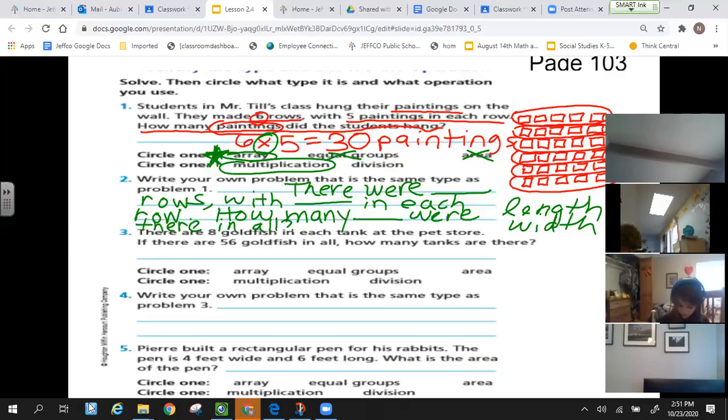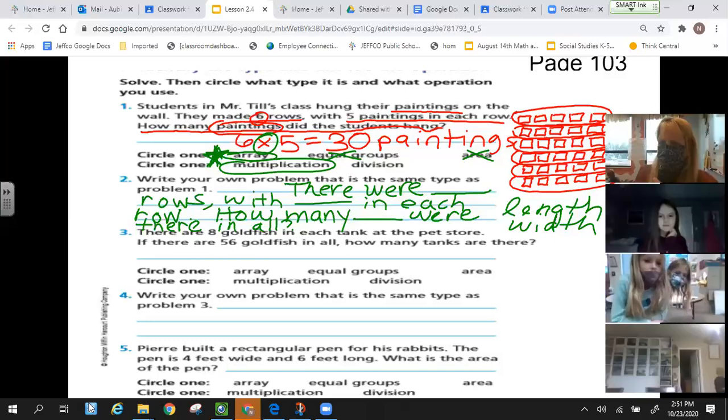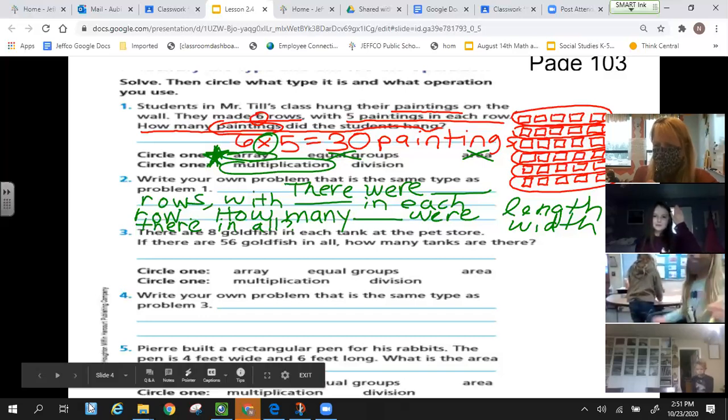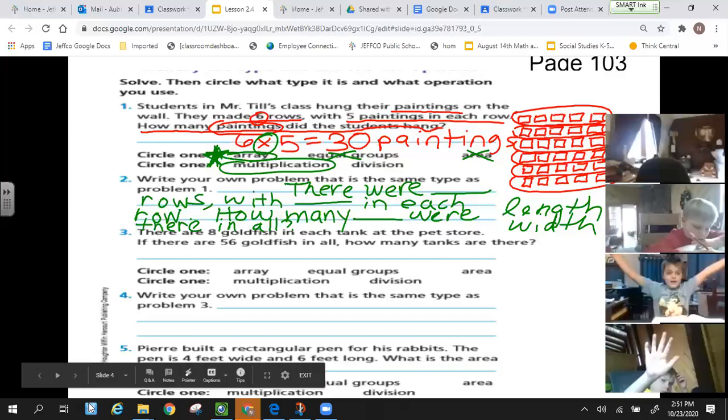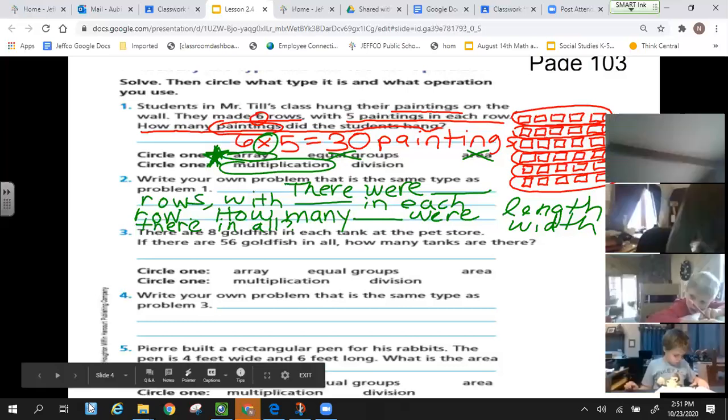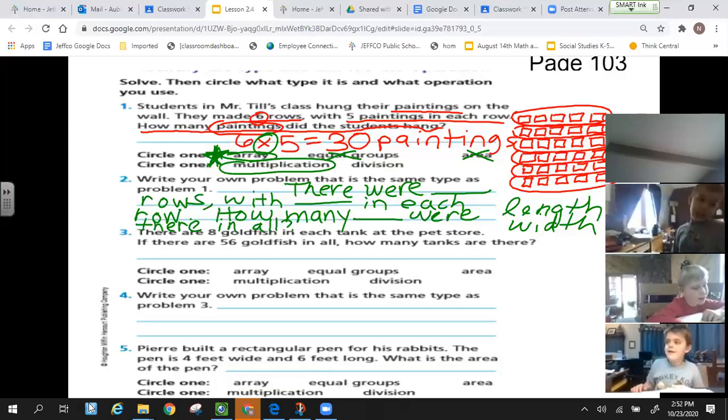I'm going to let somebody else at home who is willing to share. Let's see who else. I see Jensen's hand. Jensen, will you share yours? Let's see if you got rows and columns. Okay, so I did. There were 20 chocolate bars. 5 people took 4. How many are left?